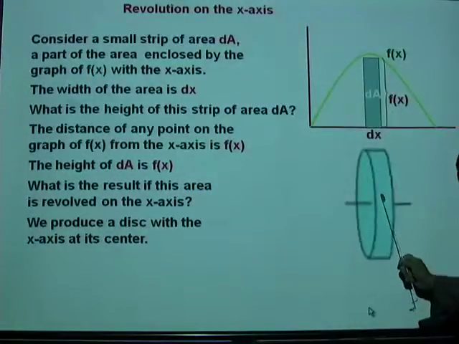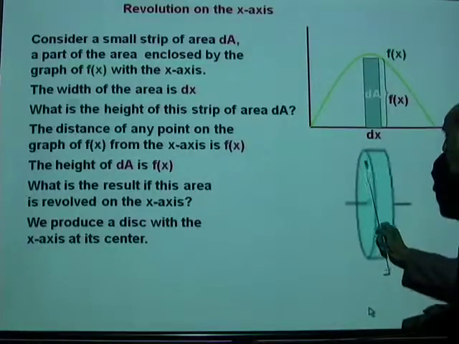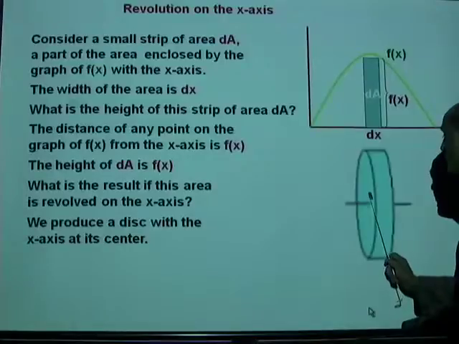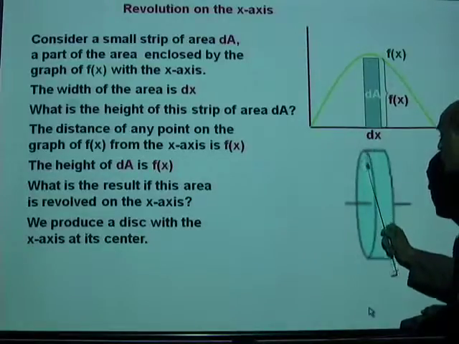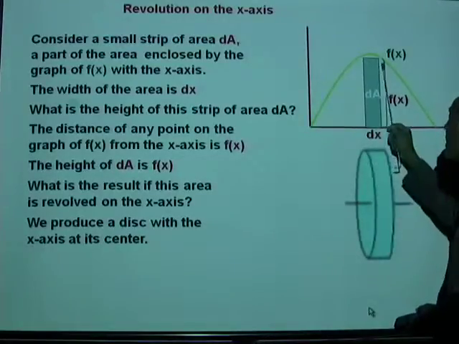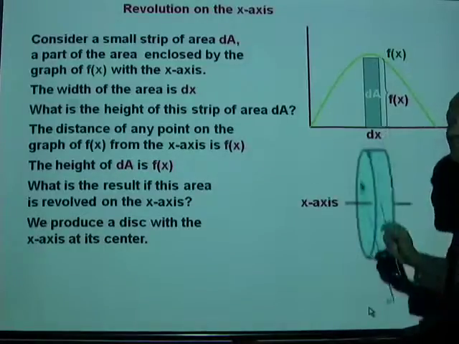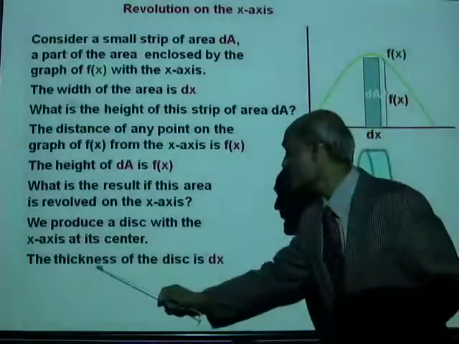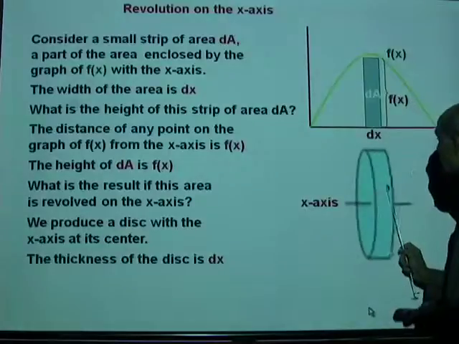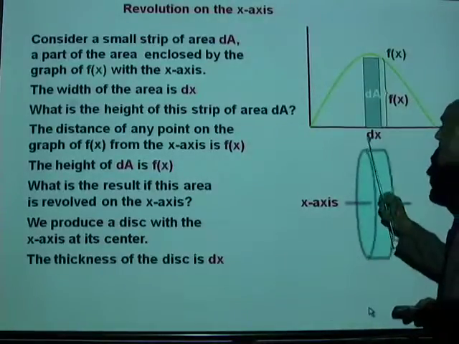Now, the disk will look like this. That is the disk, and that is the x-axis. And what is this height? The distance from the x-axis to the top of the disk will be f of x. That's right. Now, what is the thickness of this disk? It's the same as this dx.